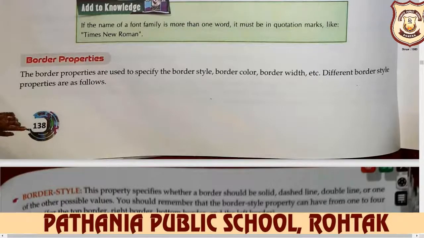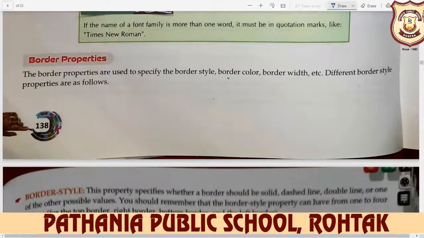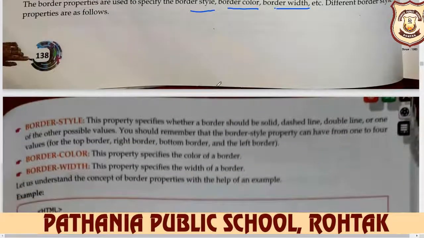But in the previous lecture, we learned CSS text property and font property. Today, here we learn the border property. Border properties are used to specify the style of the border, the color of the border, and the border width. Different border properties are as follows. The first property is border style.